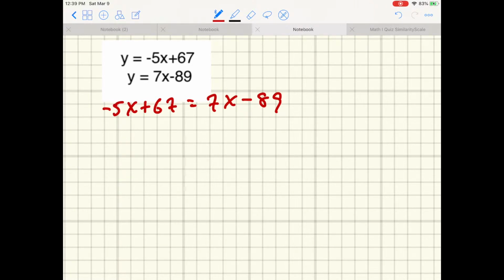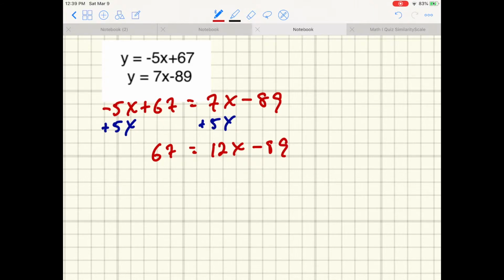Then I want to get all the x's on one side. I have more x's on my right-hand side, so it's easier to get rid of the x's from the left-hand side. So I'm going to do the opposite of minusing 5x's. I'm going to add 5x's to make 0. But if I add 5x's to the left-hand side, I also have to add 5x's to the right-hand side. That gives me 67 is equal to 12x minus 89.